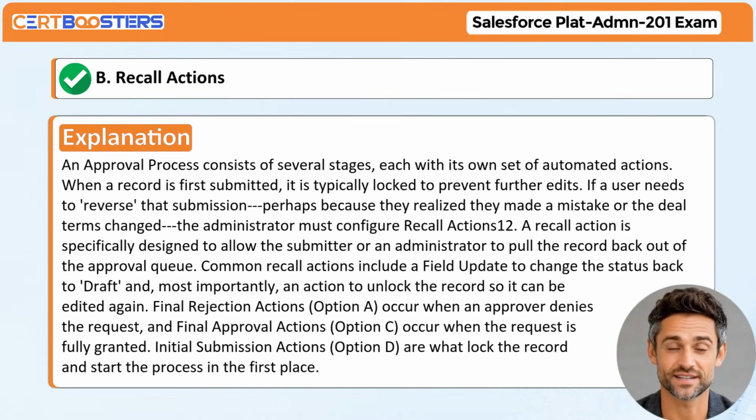A recall action is specifically designed to allow the submitter or an administrator to pull the record back out of the approval queue. Common recall actions include a field update to change the status back to draft, and most importantly, an action to unlock the record so it can be edited again. Final rejection actions occur when an approver denies the request, and final approval actions occur when the request is fully granted. Initial submission actions are what lock the record and start the process in the first place.